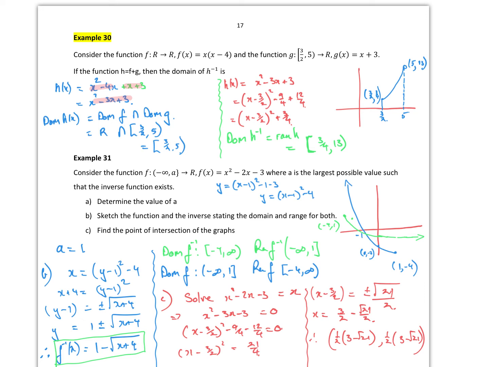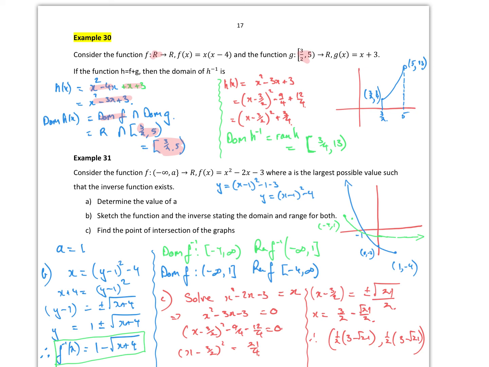Now, normally those respective domains would be R. The domain of f is R, but if we look at the domain of g, it's from 3 on 2 to 5. So that becomes the domain of my sum of the functions, okay? Because for whatever reason, we've decided that the function g is only defined from 3 on 2 to 5, all right? So that's the domain I'm interested in.